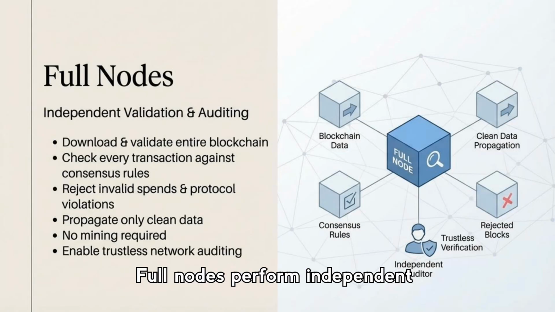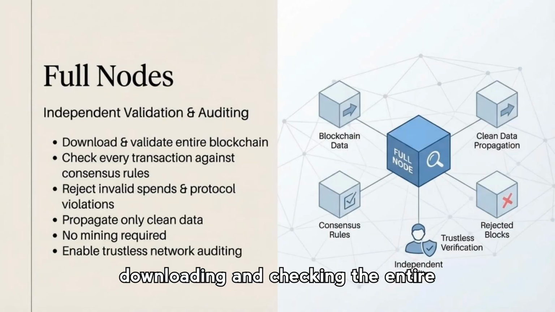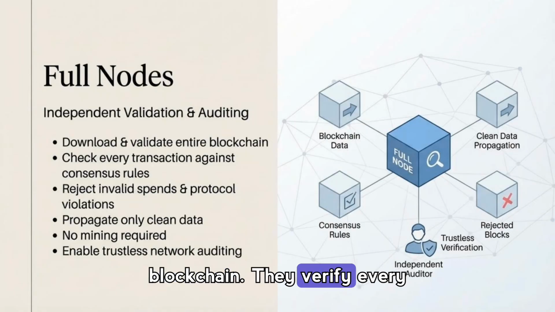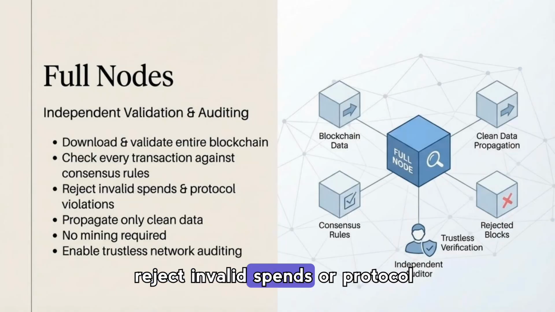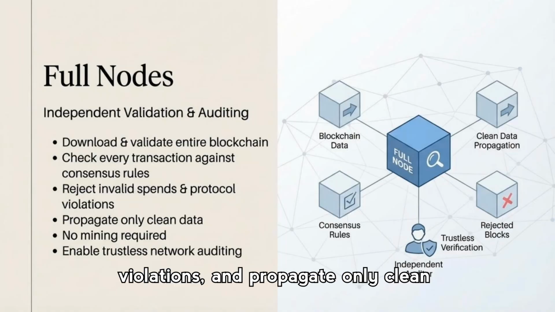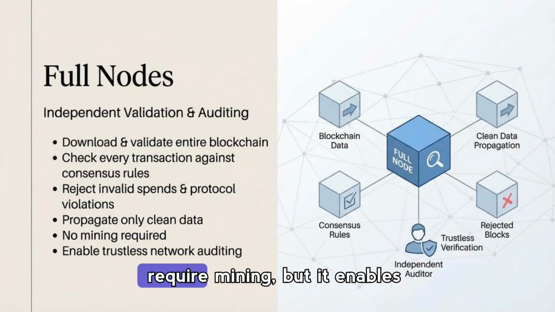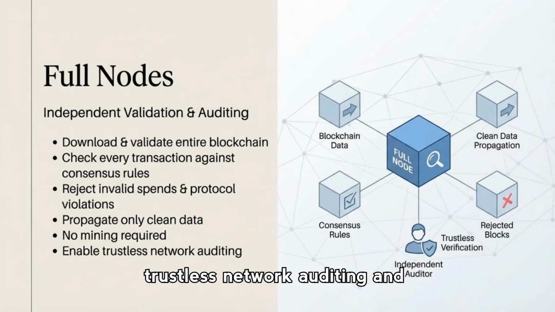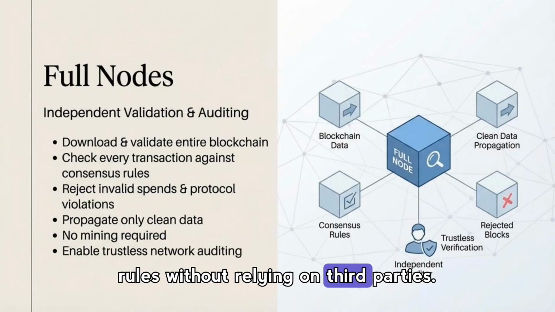Full nodes perform independent validation and auditing by downloading and checking the entire blockchain. They verify every transaction against consensus rules, reject invalid spends or protocol violations, and propagate only clean data. Running a full node doesn't require mining, but it enables trustless network auditing and ensures the system enforces its own rules without relying on third parties.